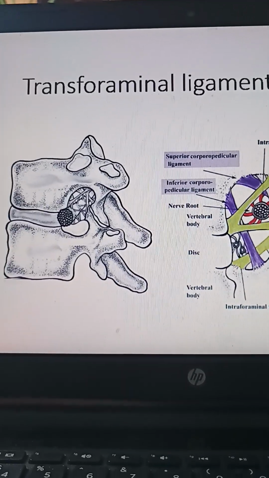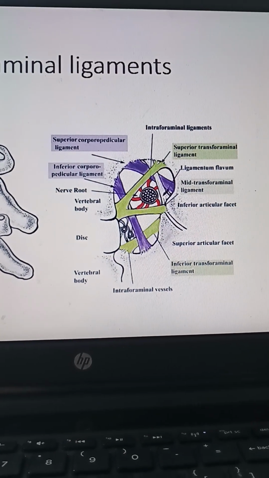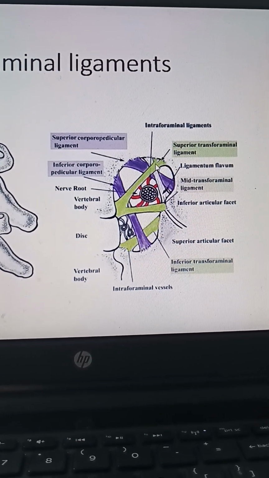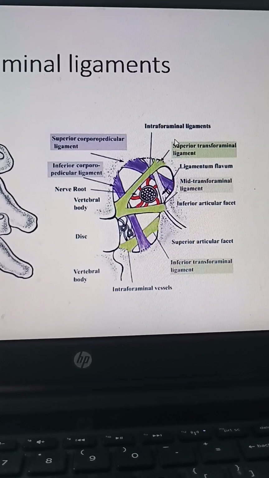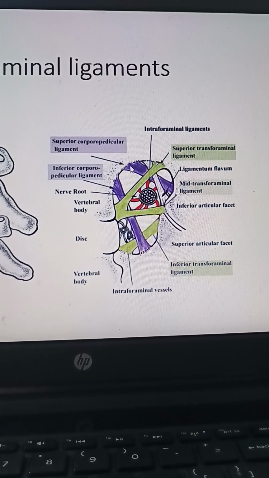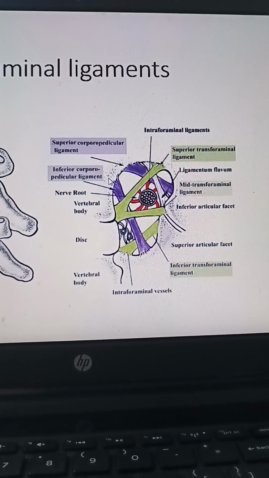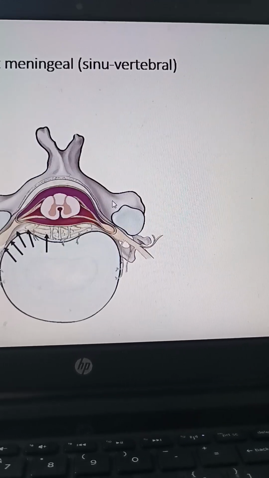And finally, there are transforaminal ligaments. The transforaminal ligaments are superior and inferior: the superior transforaminal ligament and the inferior transforaminal ligament. And also there are ligaments called the corporopedicular ligaments, that is from the body to the pedicle, superior and inferior.